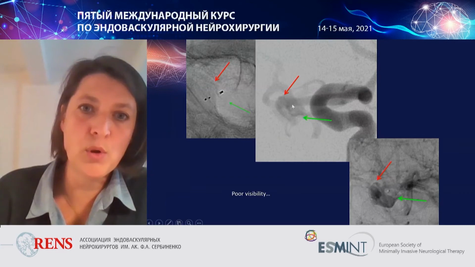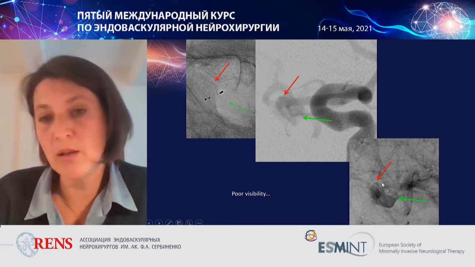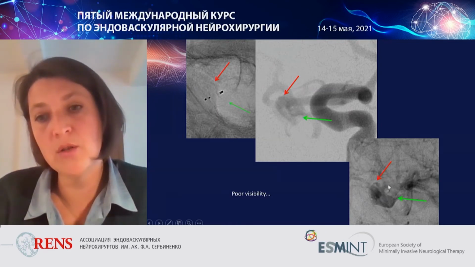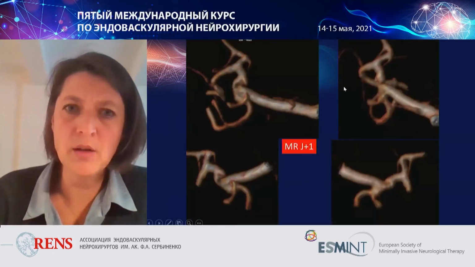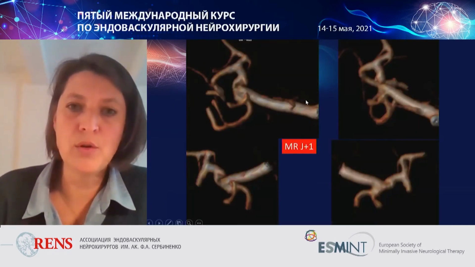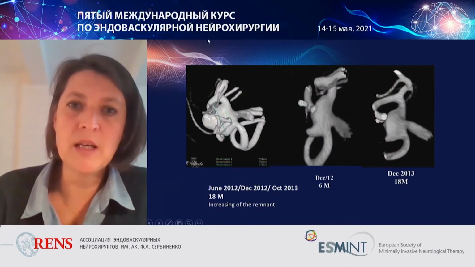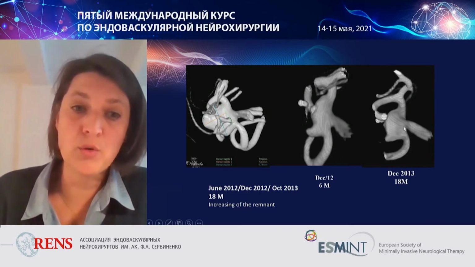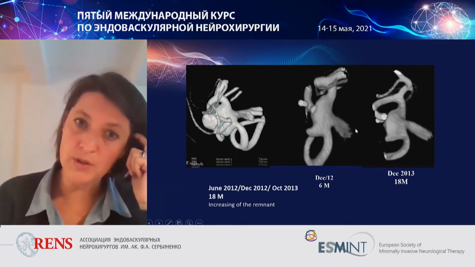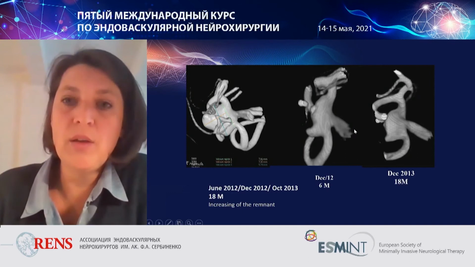This is the supposed position of the WEB. As you can see, at this time the dual layer had very poor visibility, but nevertheless we faced no bulging into the MCA bifurcation. This is day 1 MRI control. This is 6 months control, and this is 18 months after the treatment. As you can see, there is a remnant that increased with time.